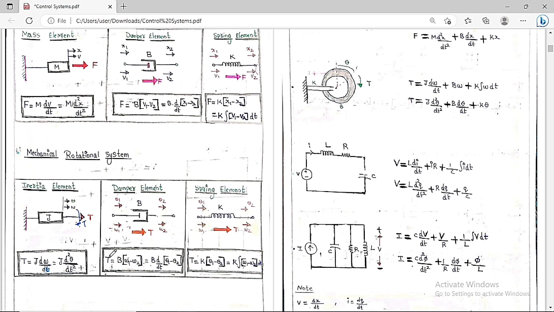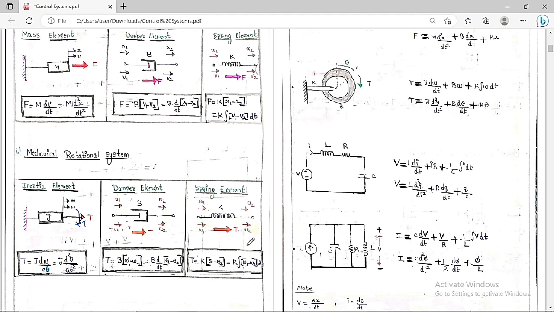So if we simplify, we are going to get B into d by dt of theta 1 minus theta 2. So this is the same as the previous case. So T is equal to B into omega 1 minus omega 2, or B into d by dt of theta 1 minus theta 2. Then for the spring element, this is the spring constant K.